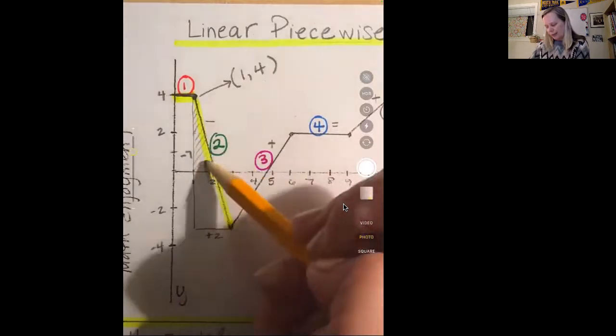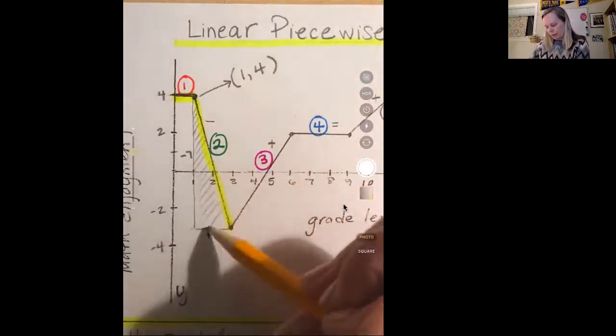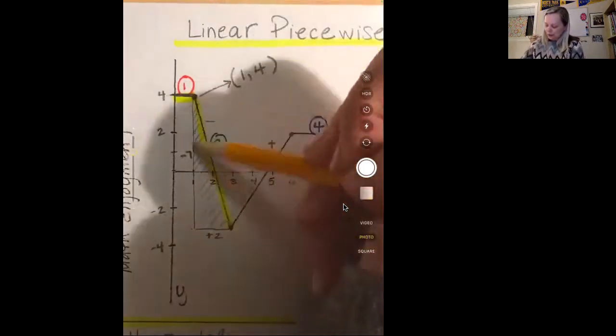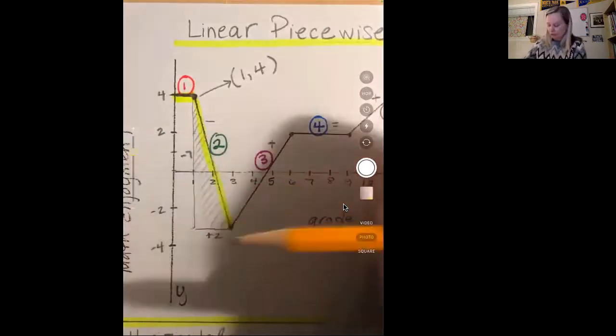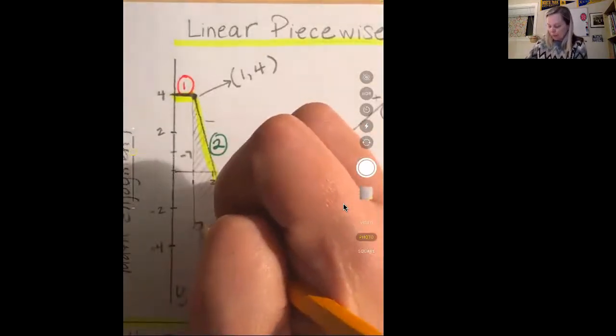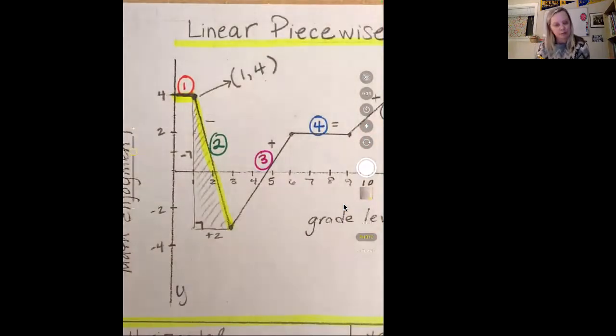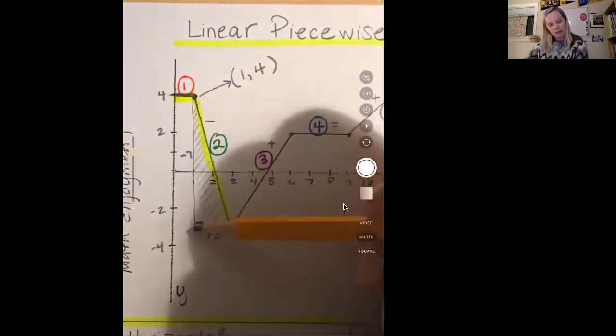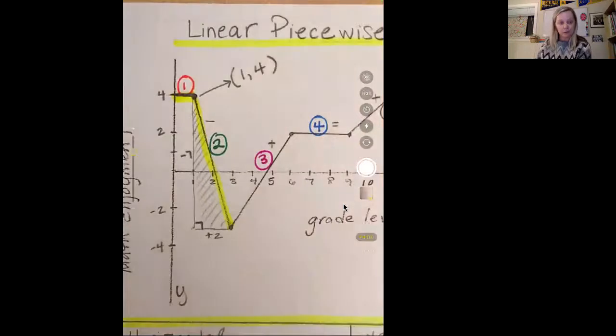And I like thinking about slope this way because it makes sense to me, almost like a hill, right? To talk about the incline of a hill, you have to see how much you're rising and how much you're running. So sometimes we call that, again, the slope triangle. I just made it a little triangle there. But the slope on section 2 is -7 over +2, which is -7 over 2.